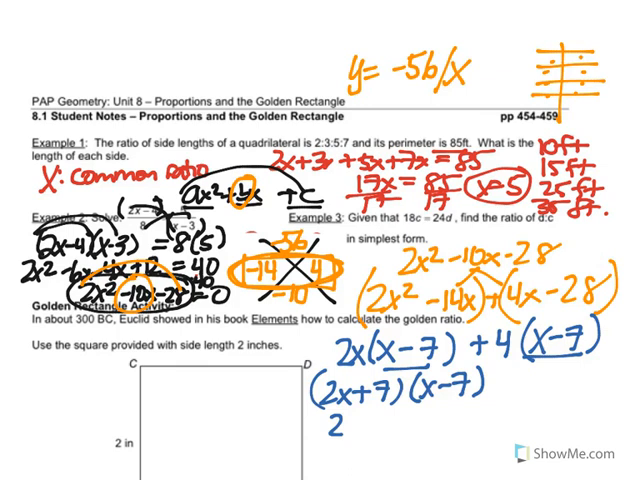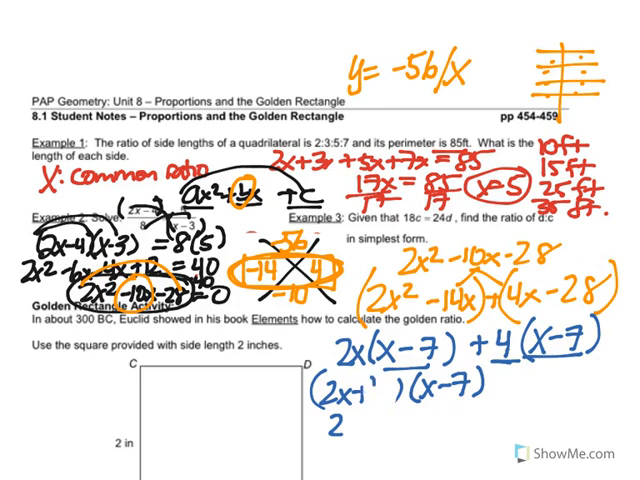Then to actually solve, we are going to do the following. And I wrote something wrong on there. It was 2x plus 4, not 2x plus 7. So let me fix that.